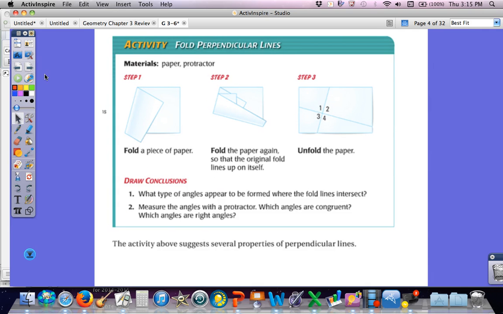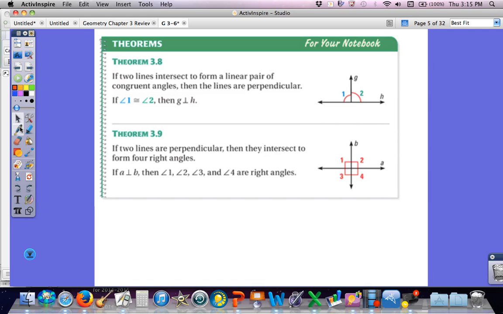We did this paper folding activity in class. Basically I wanted you to see that when you fold the lines, you make perpendicular lines that intersect and make 90-degree angles. So this is a lot of theorems. Theorem 3.8. You may want to pause this and copy these down. If two lines intersect to form a linear pair of congruent angles, then the lines must be perpendicular, because if they're a linear pair, they're 180 degrees. So for them to be equal to each other, they would have to each be half of 180, which is 90. 90 is a right angle.